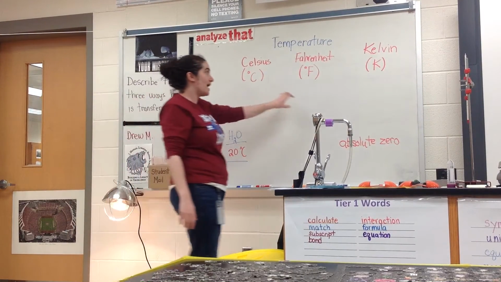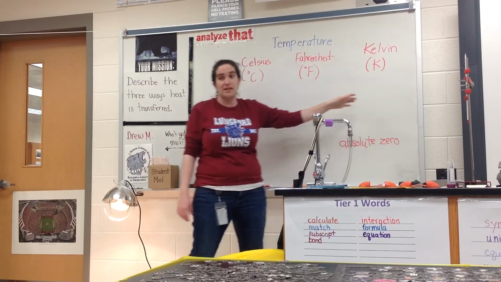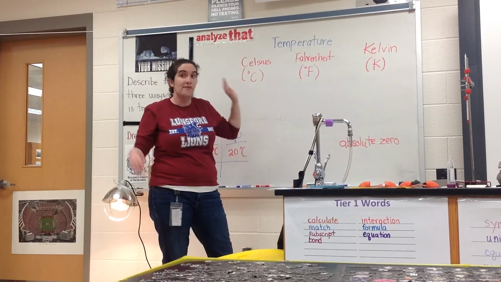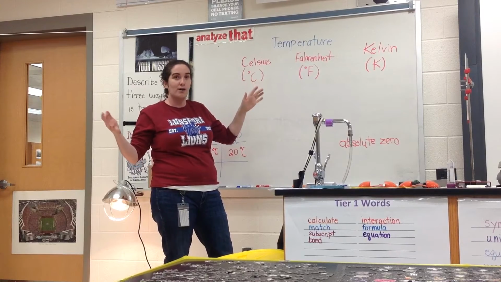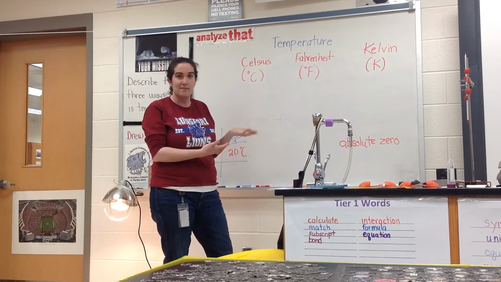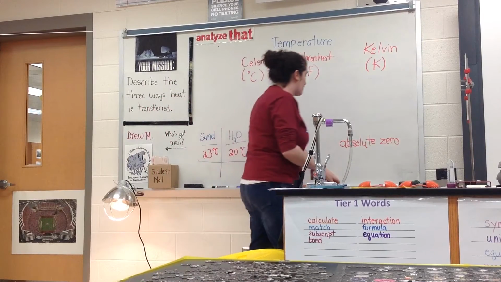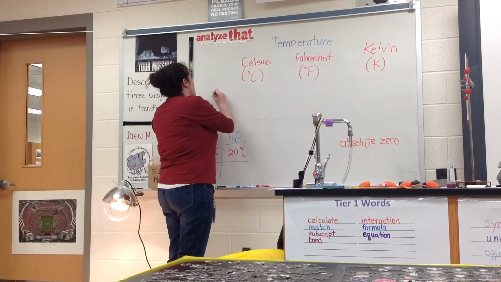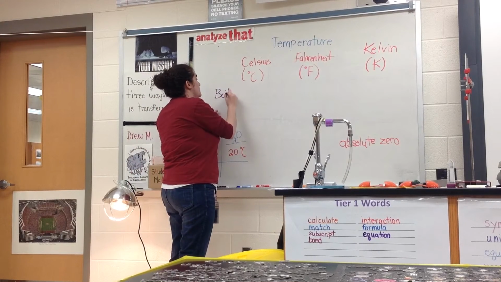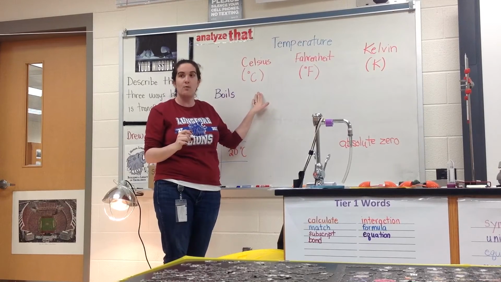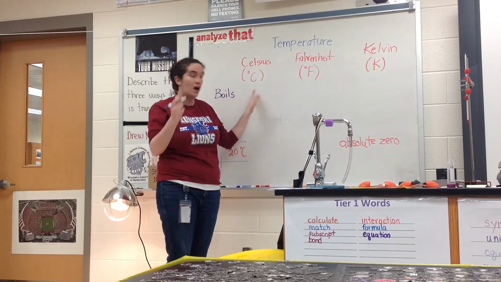Because the scales were actually made for really different purposes. Celsius is actually based on water. 70-something% of the planet is water, 70-something% of you is water. Celsius just seemed like a good choice for making it based on water. So the boiling point for Celsius is what? 100 degrees.